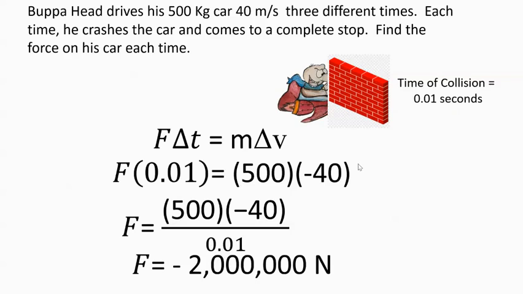The negative comes from the fact that it's pushing him to the left in this case. So the force is negative 2 million newtons, which means him and his car are going to experience 2 million newtons of force, which, if you can imagine, would be a very serious accident.